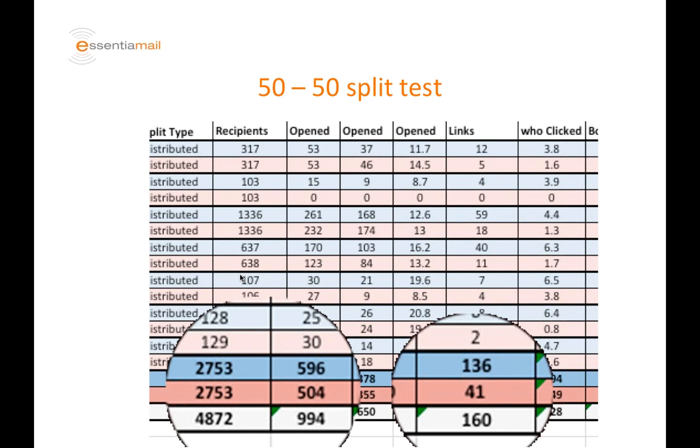So what happened? If you can see on this little chart here, we sent out 4,872 emails. We got similar open rates, which you'd expect with the same subject line. But interestingly, as you'll notice on the bottom right, we got 160 clicks that came through to their website. 41 of those clicks were generated by the picture email, and 136 were generated by the text-only email.